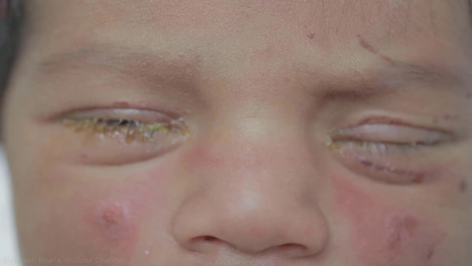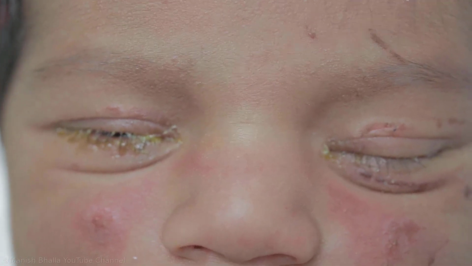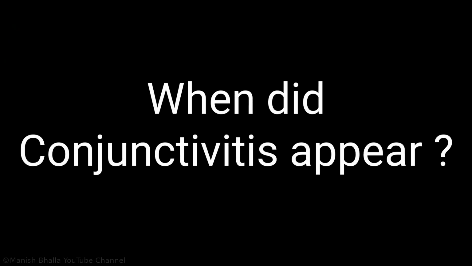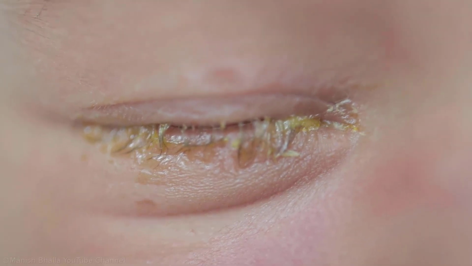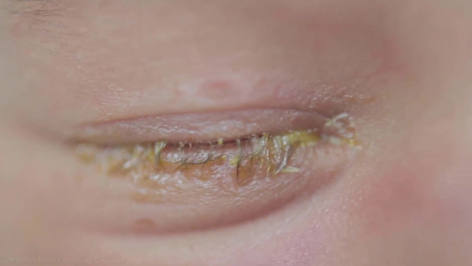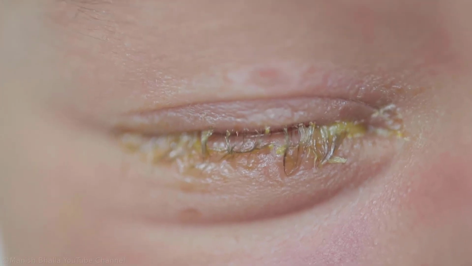Whenever you examine a newborn with ophthalmia, the first question to come in mind should be, when did conjunctivitis appear? The cutoff time frame is 48 hours. If the answer is less than 48 hours, think of silver nitrate eye drops as the possible cause, which is instilled as part of topical ophthalmic prophylaxis at birth. But in our baby, it was not instilled. Our baby developed conjunctivitis on day 4 of life.